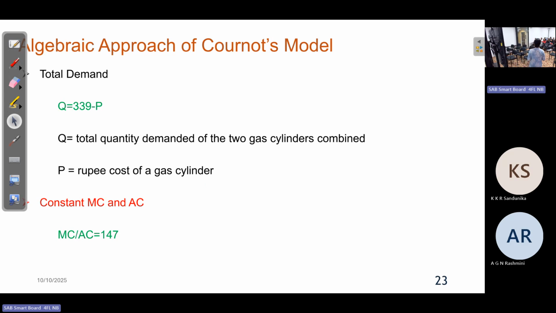Okay, let's go to the numerical example first. The total demand is Q equals 339 minus P. That is the market demand. So this entire market demand is going to be supplied by two gas companies, Litro and Laugfs. Quantity, price, then both firms we assume have the same marginal cost. The marginal cost or average cost is 147.